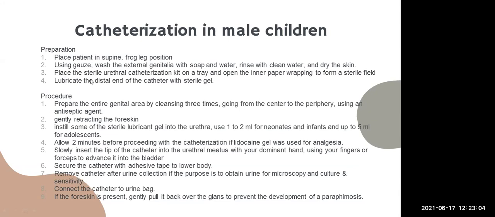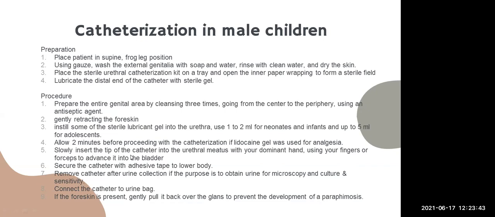After we have prepared the patient, prepare the entire genital area by cleansing 3 times, going from the center to the periphery, using an antiseptic agent. We can use povidone and then gently retract the foreskin, especially if the child is not circumcised, and instill some of the sterile lubricant gel into the urethra. Use 1 to 2 milliliters for neonates and infants and up to 5 milliliters for adolescents. Allow 2 minutes before proceeding with the catheterization if lidocaine gel was used for analgesia.